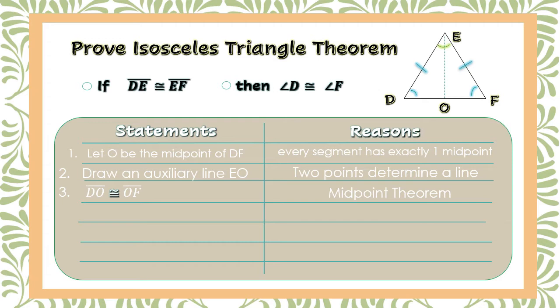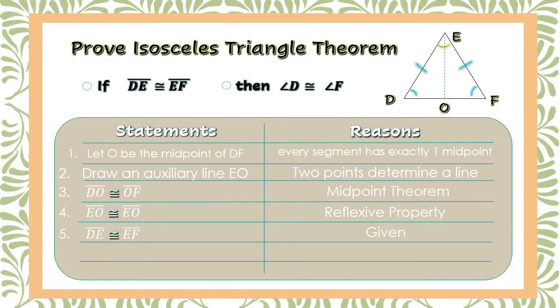Side DO is congruent to side OF, and that is our midpoint theorem. For statement number 4, EO is congruent to EO, and the reason is the reflexive property. Number 5, we have side DE is congruent to side EF, and that is given.